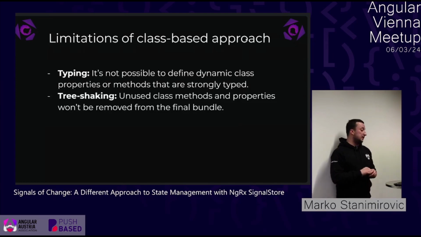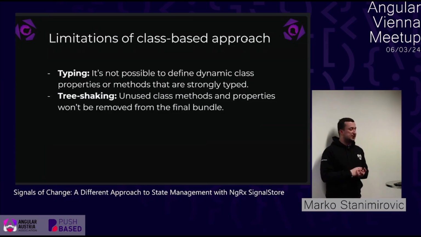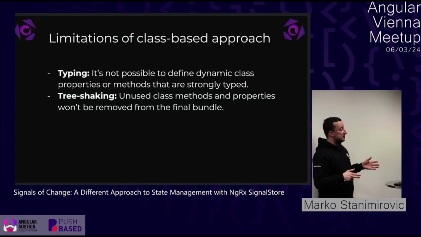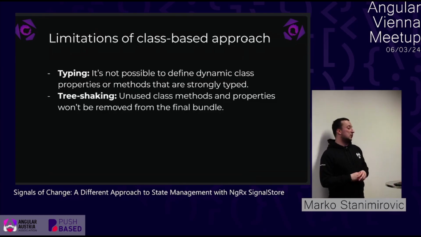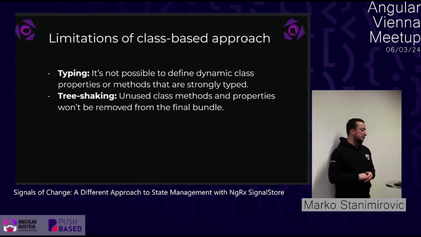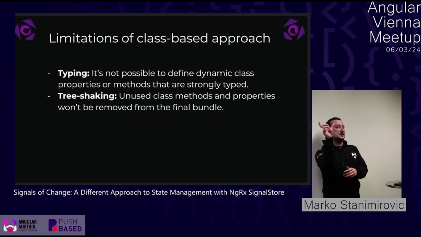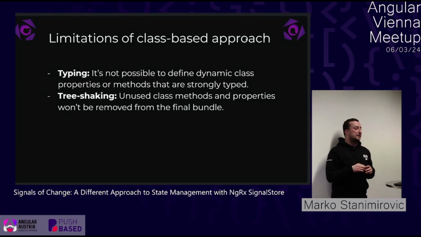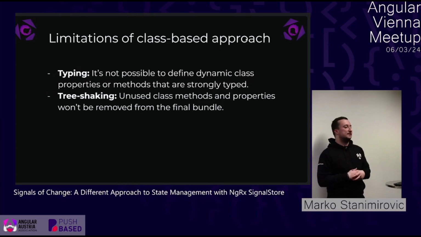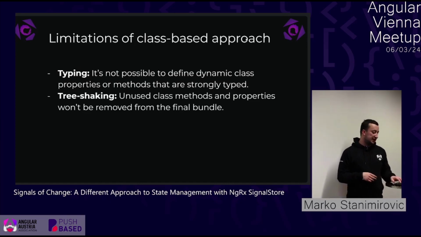The second problem of class-based state management solutions is tree shaking. So unused class methods and properties won't be removed from the final bundle, right? They will be removed only if you're using Google Closure Compiler, but the chance for that is probably low. So what happens? We use ComponentStore, we extend the base ComponentStore class. Then, for instance, we only want to define some updaters, but the effect logic will also end up in the final bundle, because as mentioned here, class methods and properties are not tree-shakable.